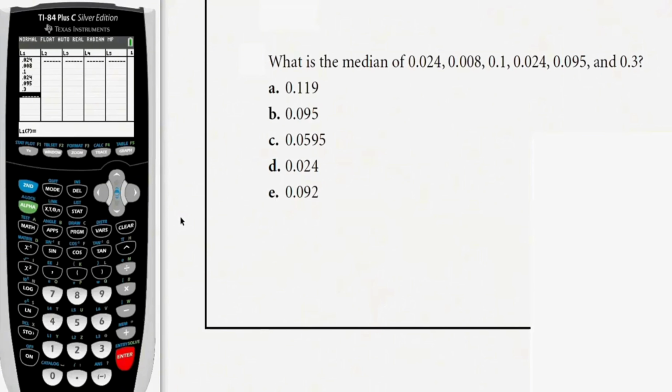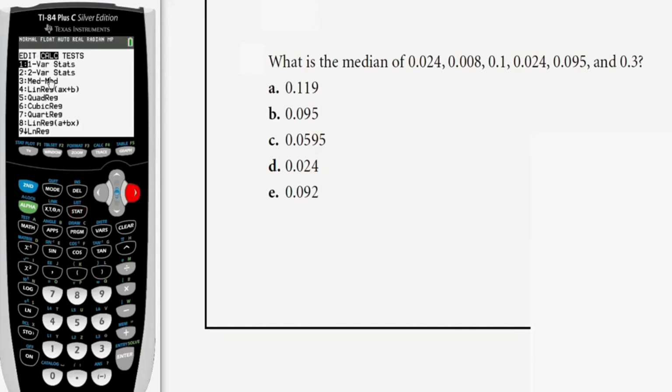Let's get the median. Very simple. Just press the start button again. This is my one. Go to calculate. Alright, under calculate, go for one variable statistics. Press enter for it. So we want to get the one variable statistics for list 1. Just press enter again. Press enter again to calculate.